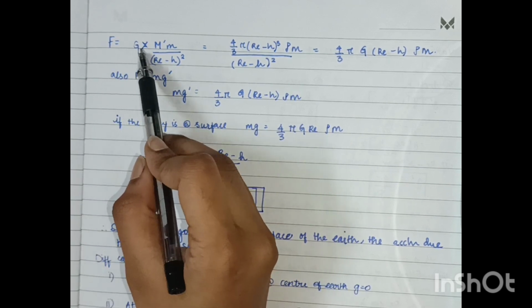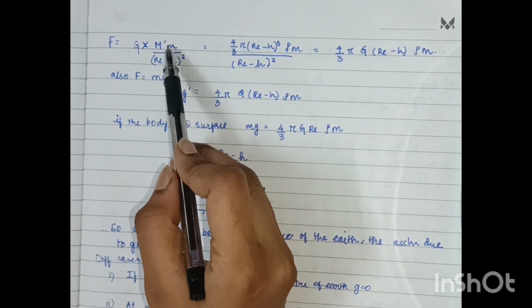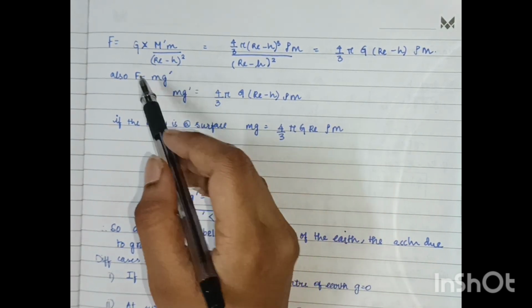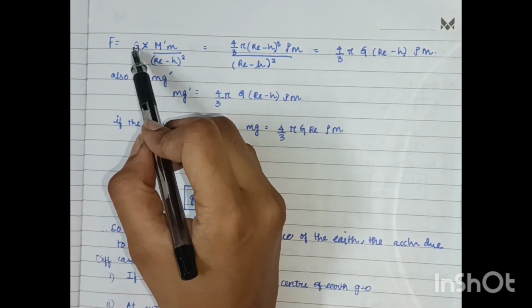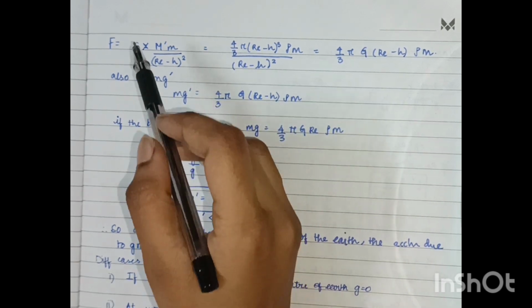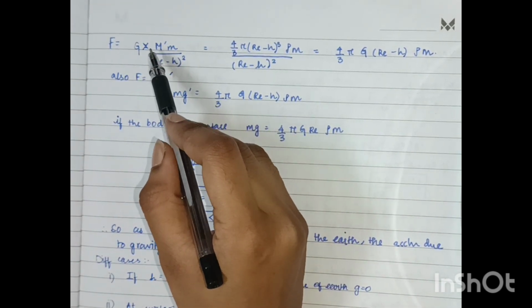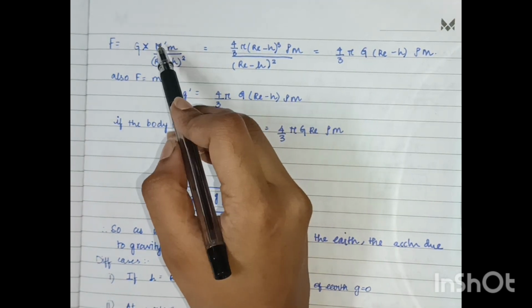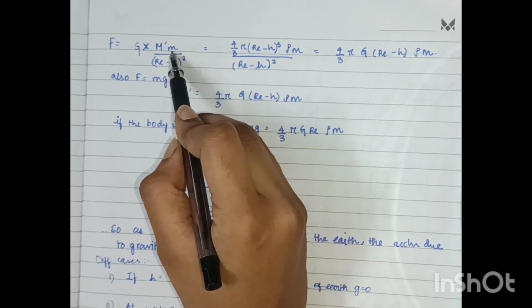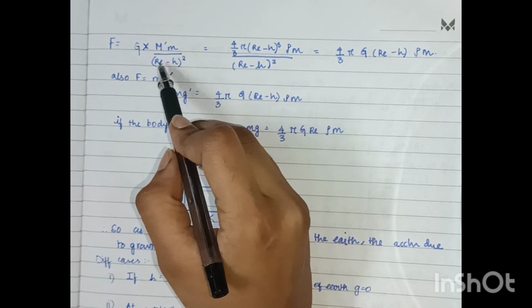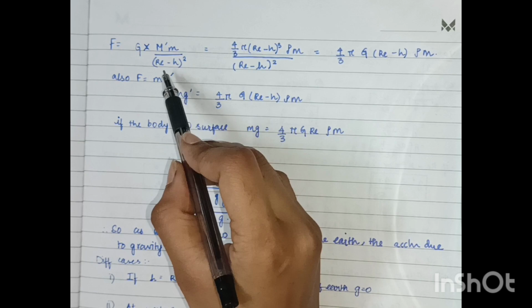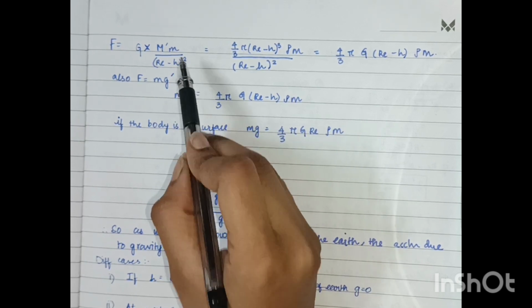F is equal to G m dash m by r plus h, r minus h square. Why are we writing like this? We know F is equal to G M m by r square. So here m dash, why are we taking m dash? Because we are considering that small ball's mass. And what is that mass? Small m, that is the body which we are taking, and it is at a distance from the center of the earth. What is the distance of that small mass? That is r minus h whole square.